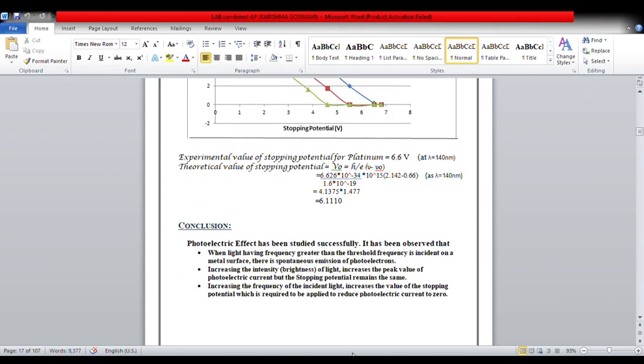So this was the procedure which we have to follow to study the photoelectric effect.